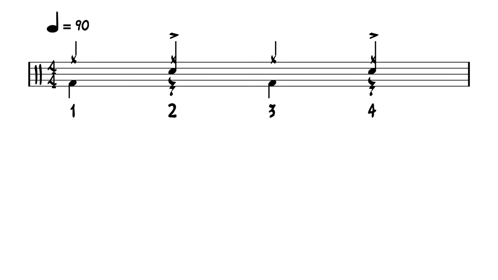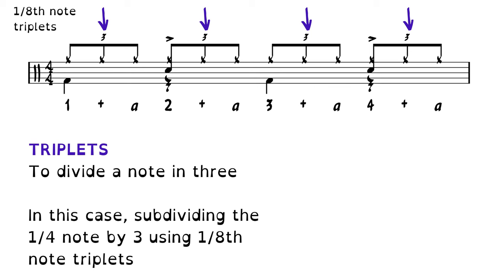Now, so far, we've only divided the beat in even numbers, so the 2 or 4, which means simple time. But there's one more division we can explore, which is dividing the beat into 3. This is called compound time. And we count it like this. 1 and a, 2 and a, 3 and a, 4 and a, 1 and a, 2 and a, 3 and a, 4 and a.